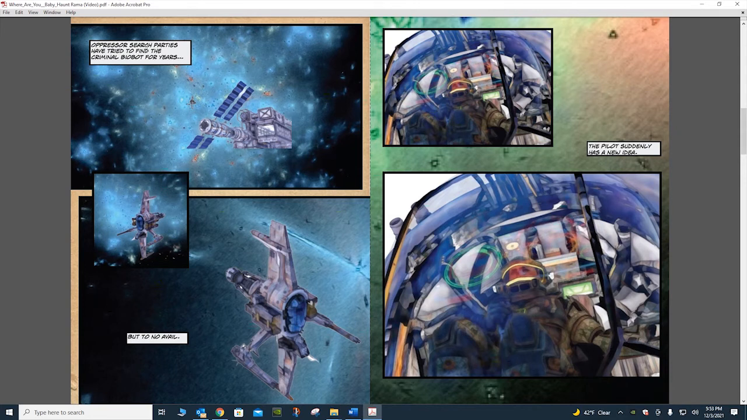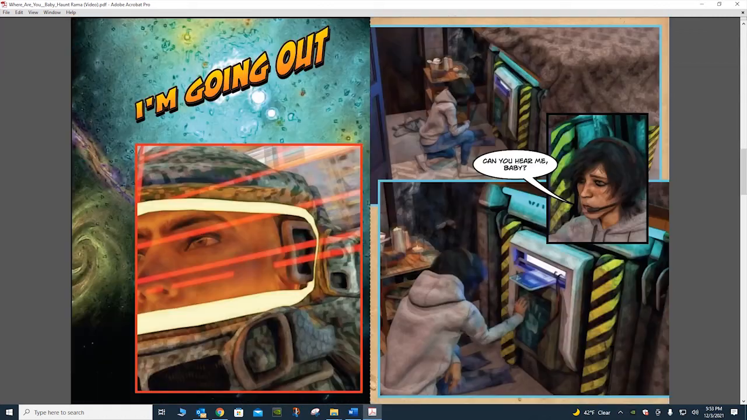Oppressor search parties have tried to find the criminal biobot for years. The pilot suddenly has a new idea. I'm going out. This choice is probably not a good idea.